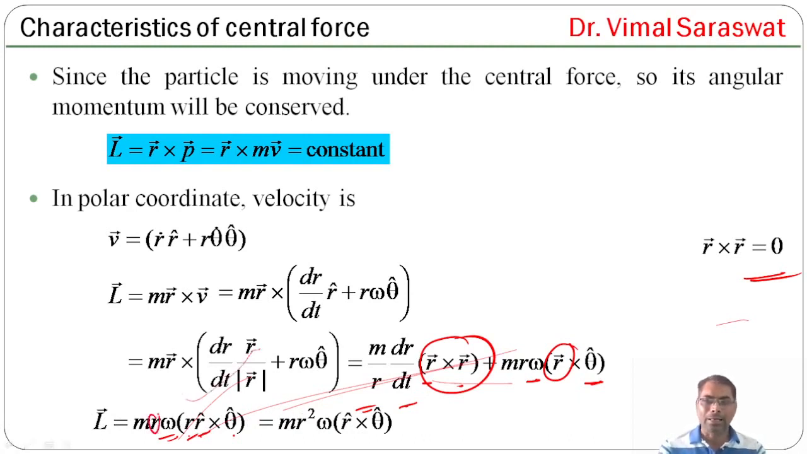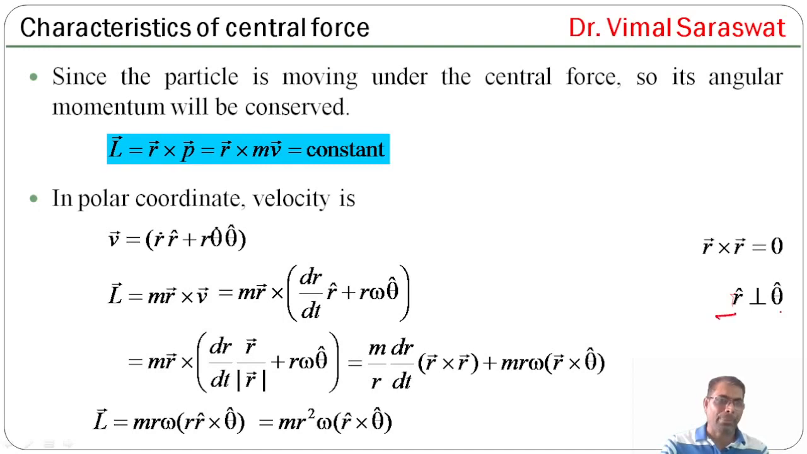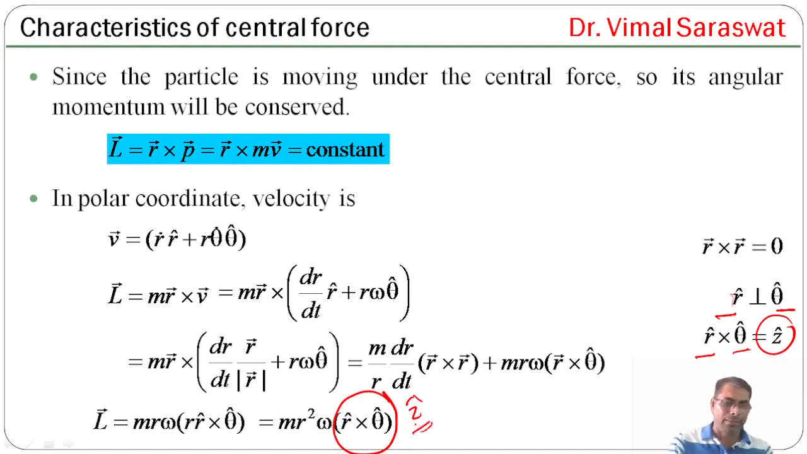and r into r is r square. So m r square omega r cap cross theta cap. Since r cap is perpendicular to theta cap, r cap cross theta cap will be z cap. So we replace this r cap cross theta cap with z cap. Z cap is also a unit vector which is perpendicular to the plane in which r cap and theta cap lie. So vector L equals m r square omega z cap.